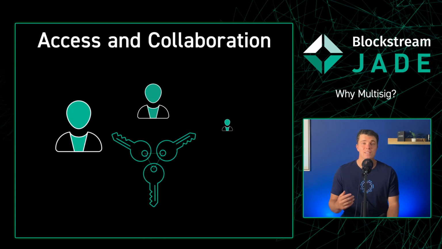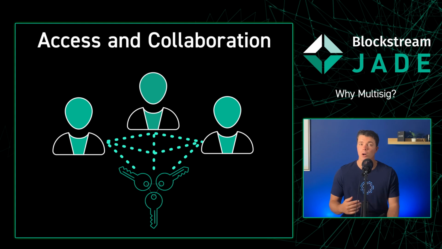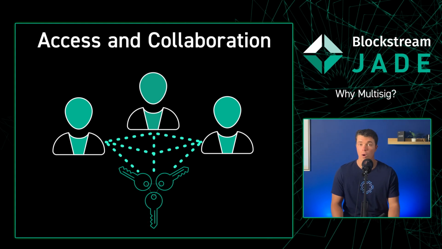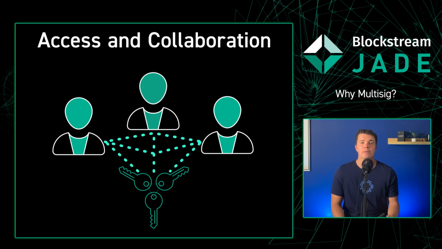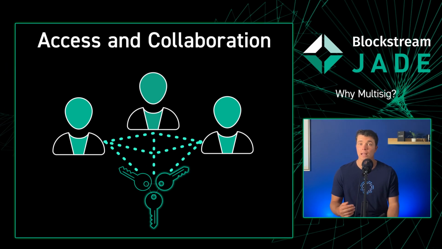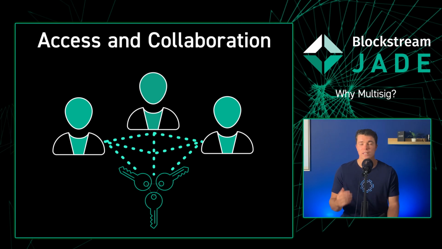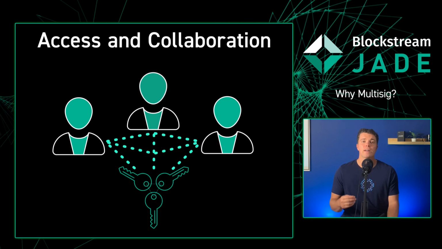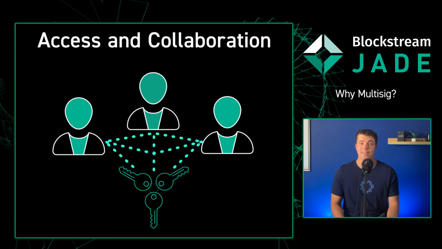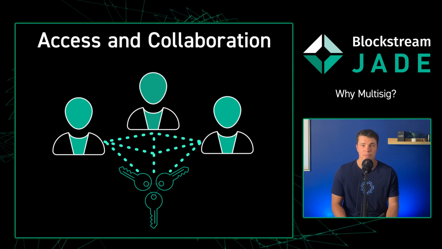Second, access and collaboration. Multisig can be useful in situations where multiple people need to approve transactions or have shared control over a wallet. For example, businesses can use multisig wallets to ensure that financial decisions are made collectively by key stakeholders, rather than being left to one single individual. This can prevent unauthorized spending or misappropriation of funds, and it promotes transparency and collaboration among authorized parties.